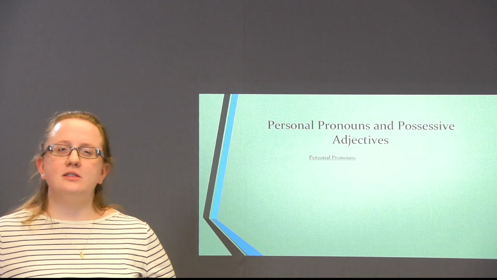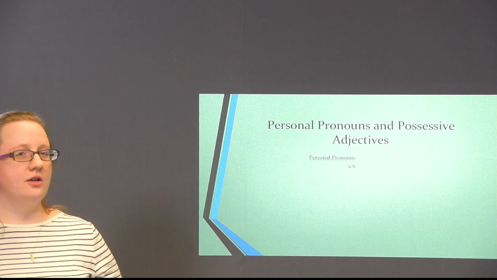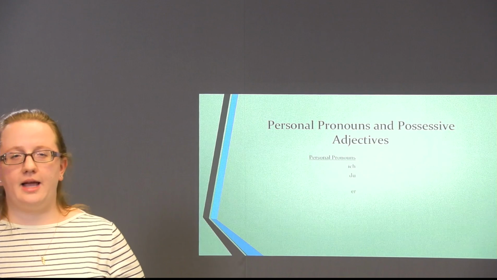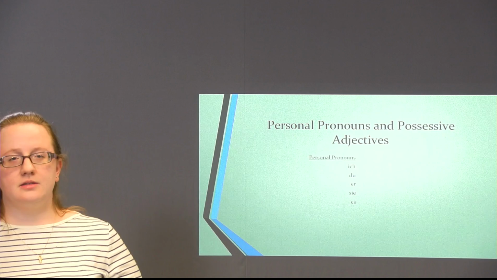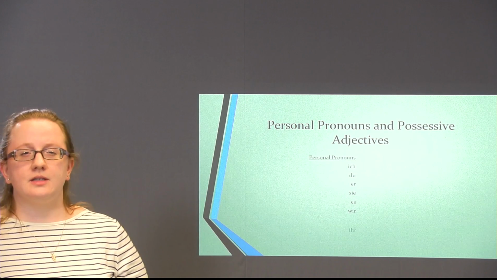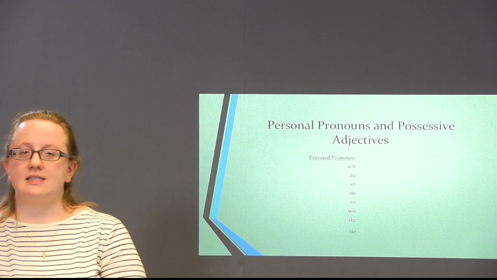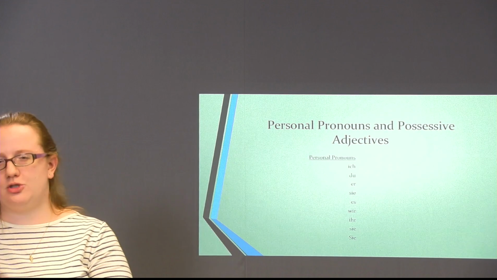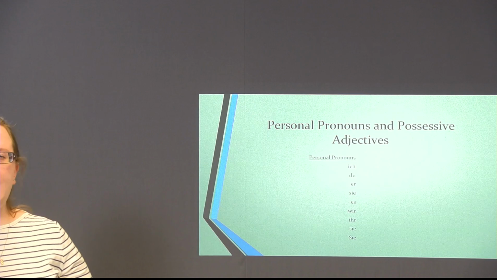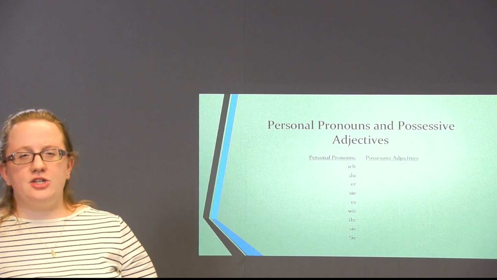So our personal pronouns are ich, du, er, sie, es, wir, ihr, sie, and of course Sie with a capital S, which is our formal you. And the corresponding possessive adjectives are as follows.